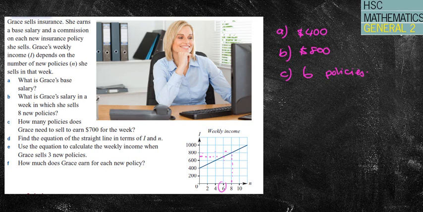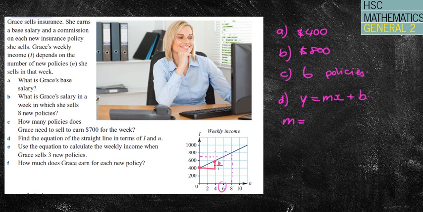Now for the more challenging question. D, find the equation in terms of I and N. Well, y equals mx plus b. My gradient, I'm going to find by looking at the rise over my run. I'm going to use that point there and that point there. You could even use one of these other points that are exactly on, but those are fine.